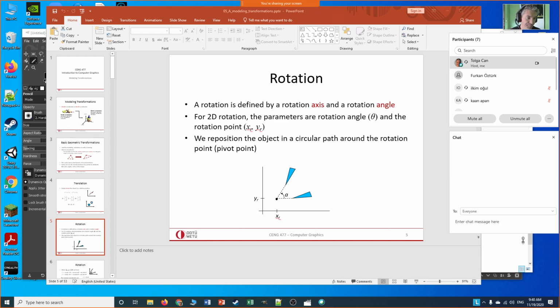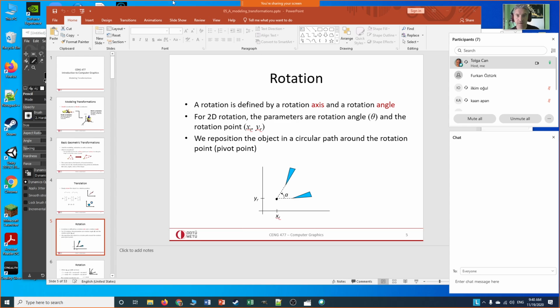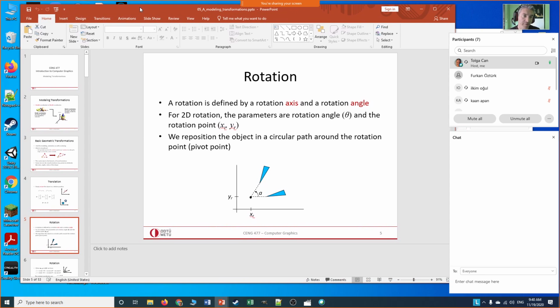All right. Good morning again. So today we are going to continue talking about modeling transformations, and then we will start viewing transformation if we have time.